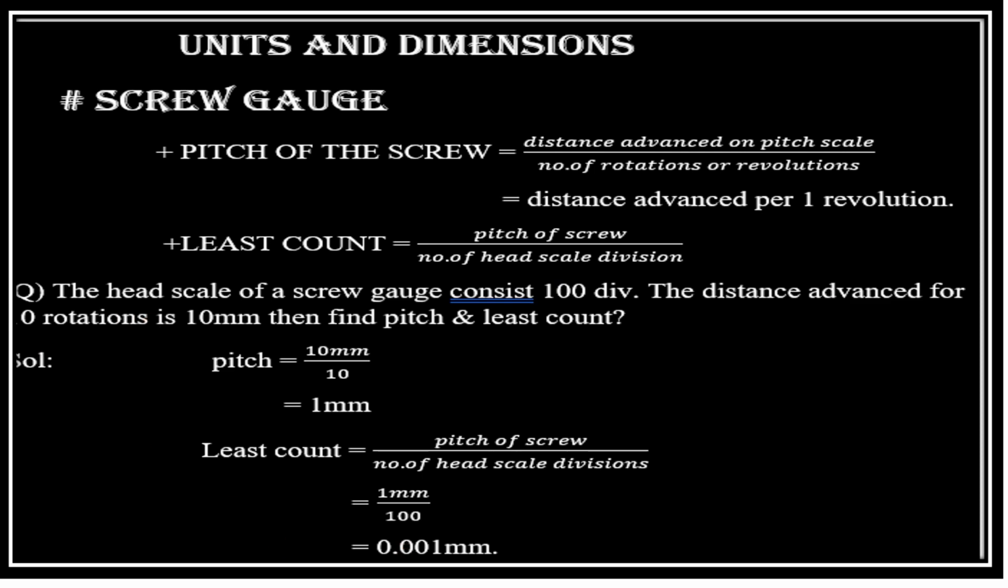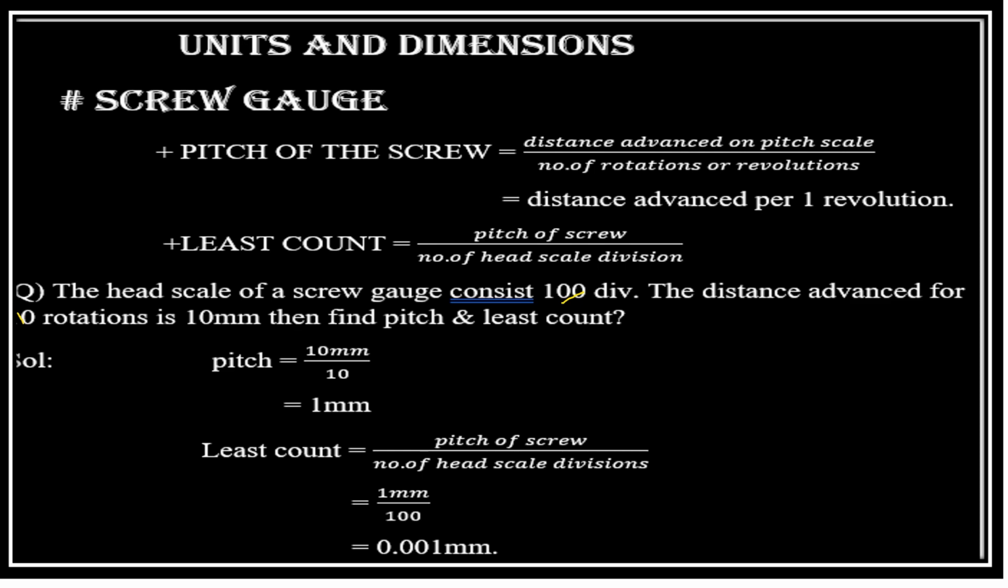Let's understand it with one more numerical. The head scale of a screw gauge consists of 100 divisions. The distance advanced for 10 rotations is 10 millimeter. Sorry, typing mistake. Then find pitch and least count.